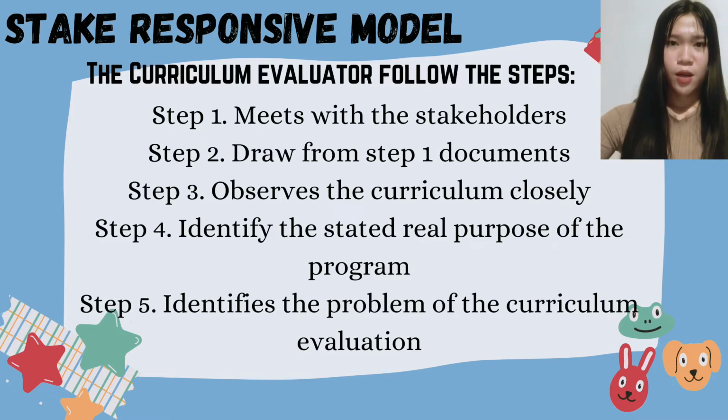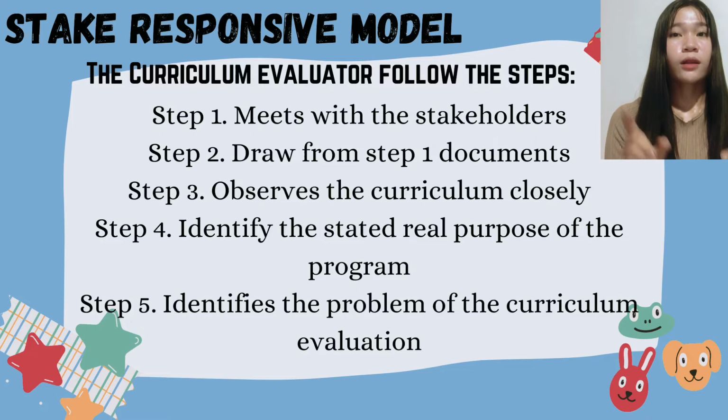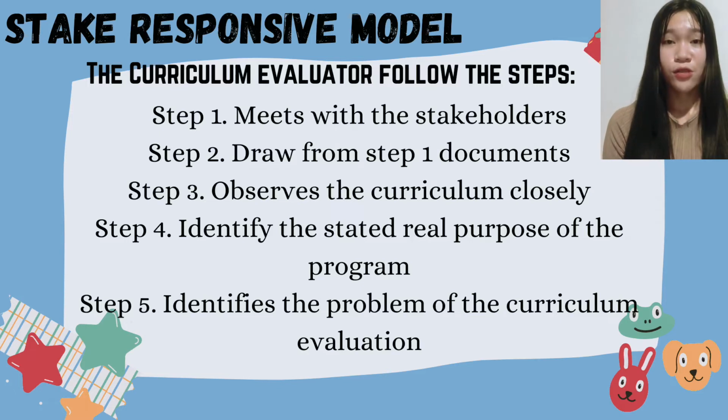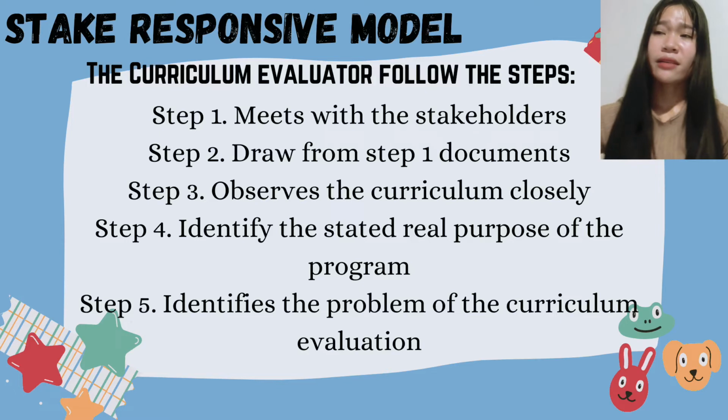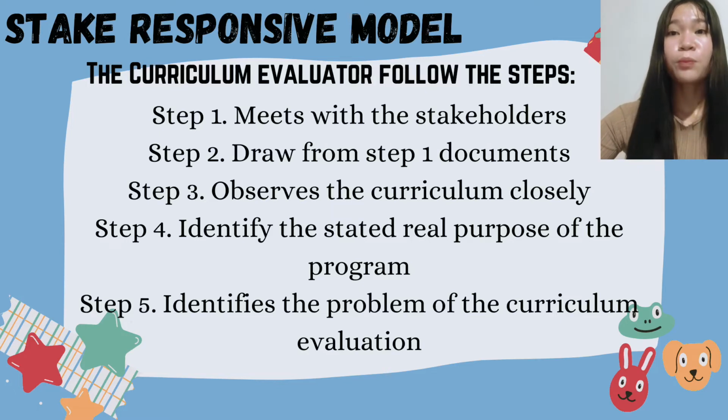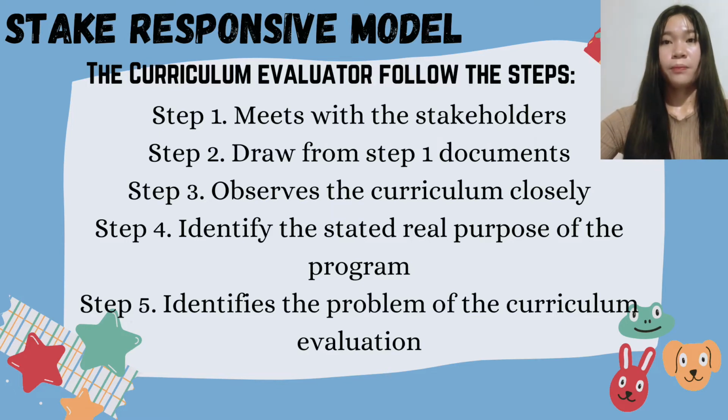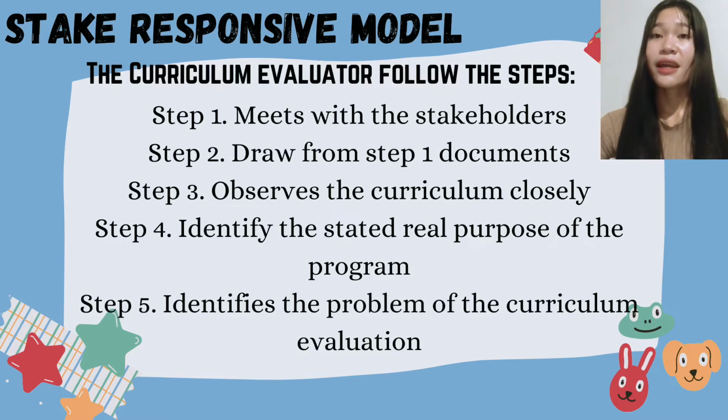The third step, we're going to observe the curriculum closely to identify the unintended sense of implementation and any deviations from the announced intents. The fourth step, okay, is to identify the stated real purpose of the program. And the fifth one, okay, we're going to identify the problem of the curriculum evaluation at hand and identify and evaluate the design with the needed data.